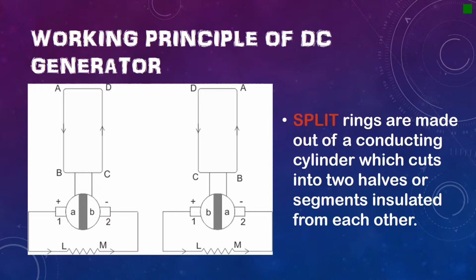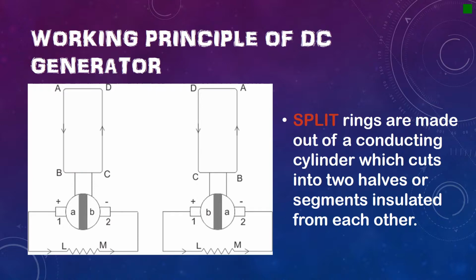Hence, the current in the load resistance again flows from L to M. The wave form of the current through the load circuit is as shown in the figure. This current is unidirectional. This is the basic working principle of a DC generator and can be explained by a single loop generator model.